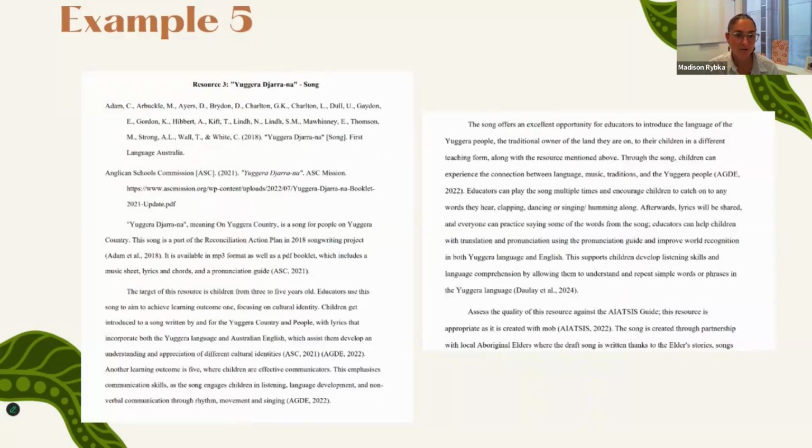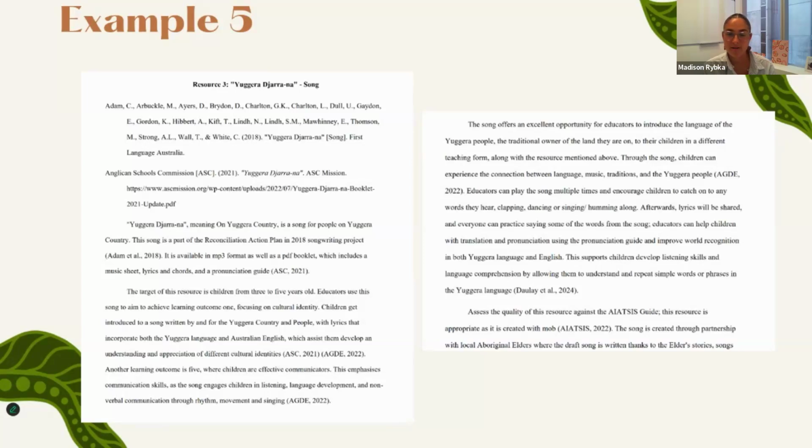Resource number 3 is a song. Then they go down into telling me who the song is for, who it's by. It's actually from a writing project for reconciliation or a RAP plan. The target of this resource is children from 3 to 5. So again, easily, from our markers' understanding. Emphasis on communication skills. The song engages children in listening, language, and development. So they're linking it to the early years framework. The song offers an excellent opportunity for educators to introduce the language. Through the song, children can experience the connection between language and music and tradition.